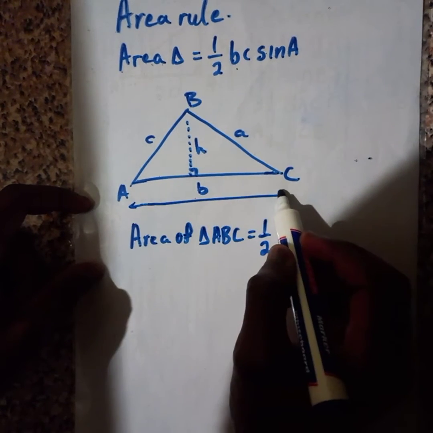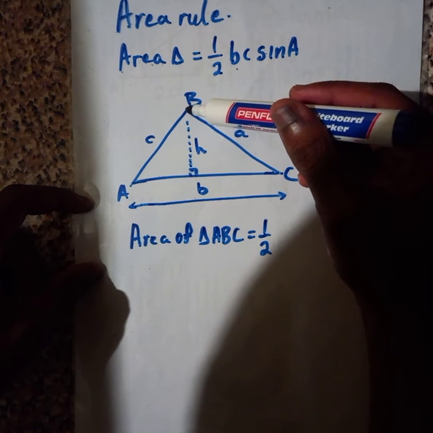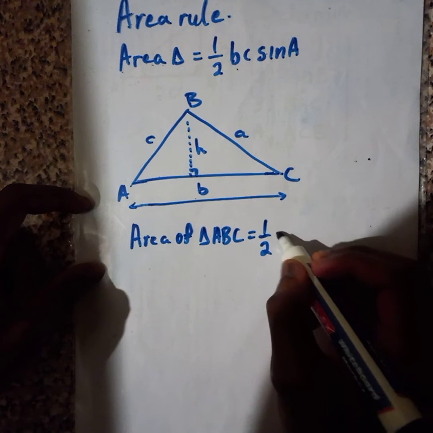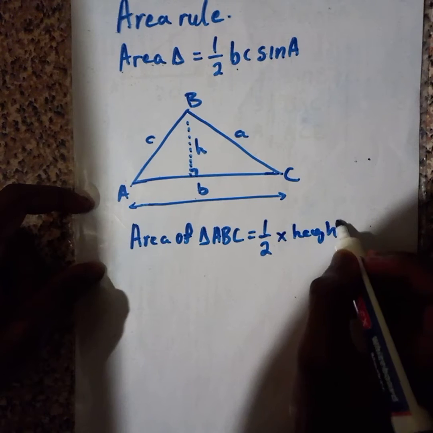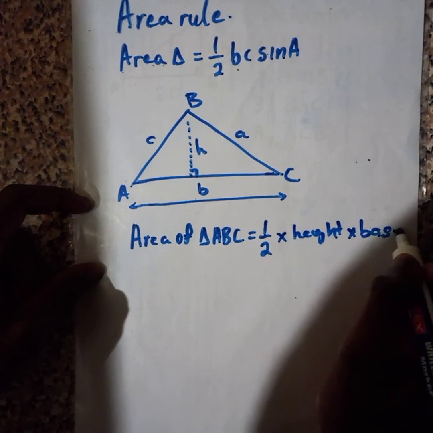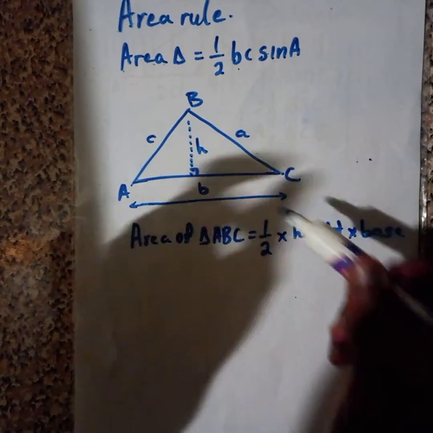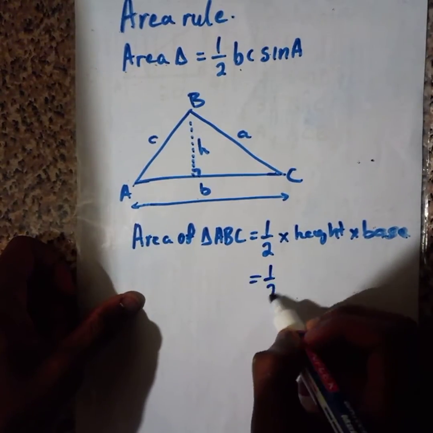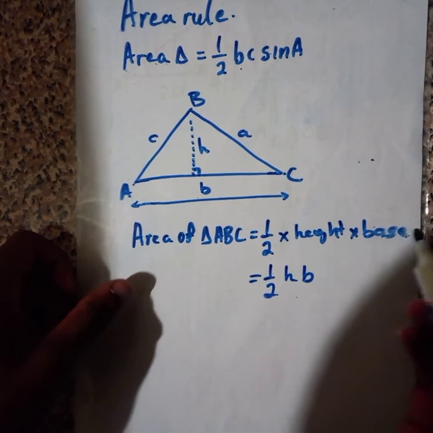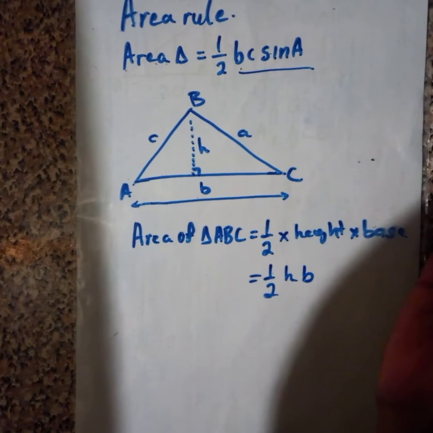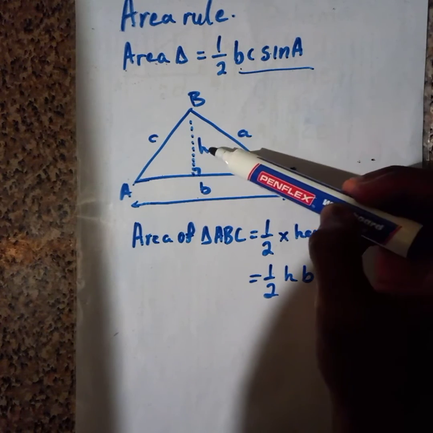AC is going to be our base. Then our height is going to be h. This is just a formula to calculate the area using height multiplied by base. But now, if we were to substitute the givens, it's going to be h with b. By check, it doesn't correspond. We need to do something with that h.